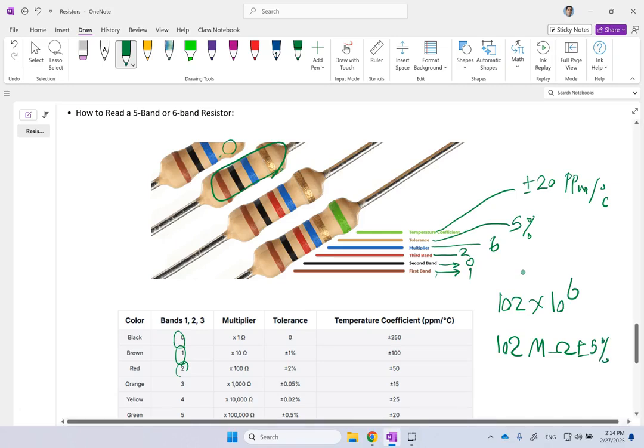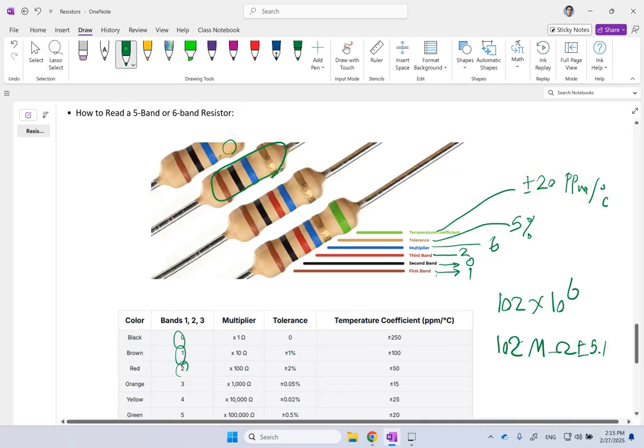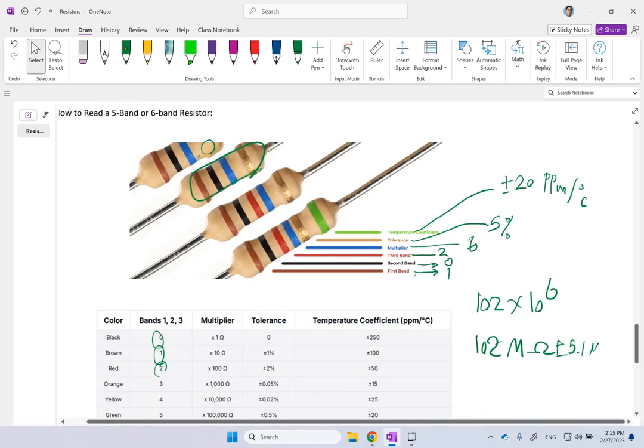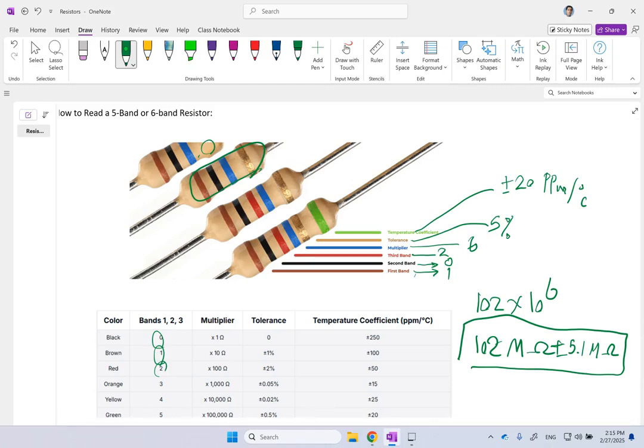So you have to calculate 5% of that, right? So that is going to be 5.10, right? So it's going to be plus minus 5.1 mega ohm. That's your tolerance. That is under room temperature. So you are at 102 plus minus 5, so you can go to 97 and 107. Okay, that's your resistance, mega ohm.